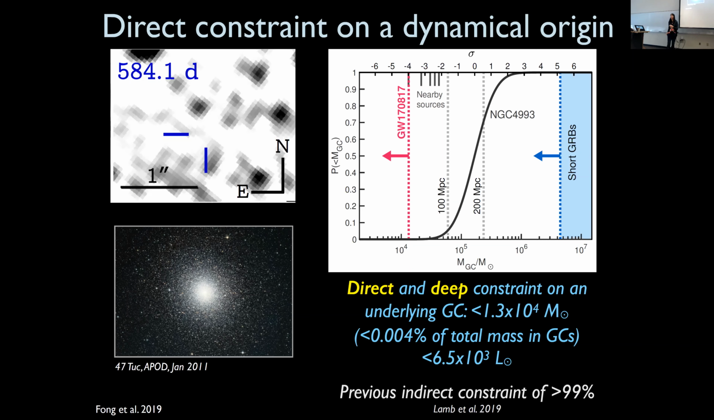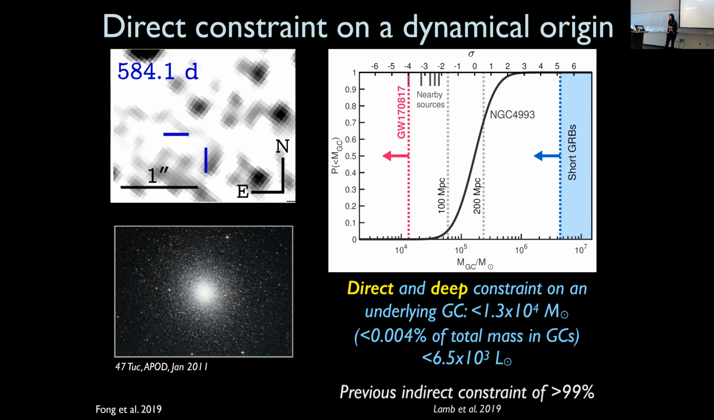But this is a game that we can definitely play in the era of LIGO mergers. This is the first direct and deep constraint on a dynamical origin observationally. And this is great because it basically rules out a viable formation channel that has been proposed as a mechanism to explain neutron star binaries, at least at the 10 to 20% level.